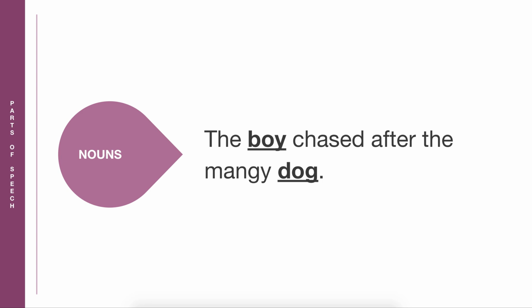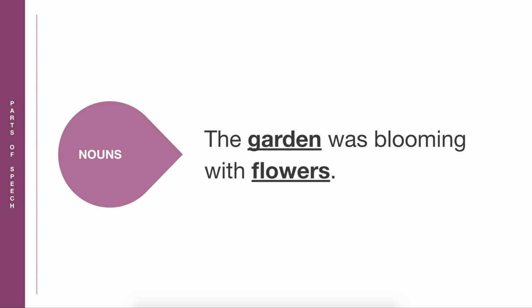We have a sentence here that says, the boy chased after the mangy dog. In this sentence, boy and dog are both nouns. They are things that we can refer to. In this next sentence, we have the garden was blooming with flowers. In this sentence, garden and flowers are both nouns. Again, they are things that we can refer to.